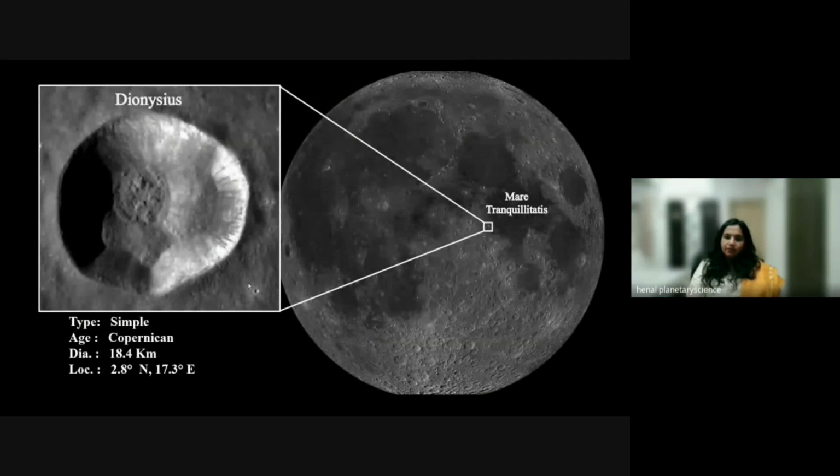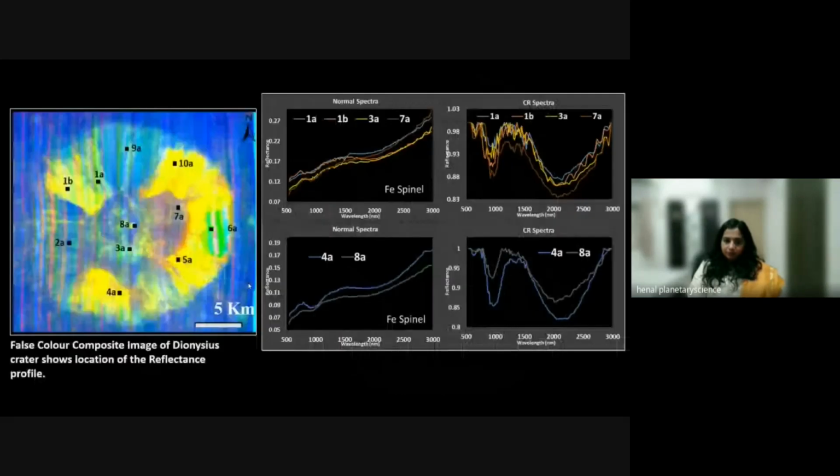This is another interesting crater that I mapped. Why is it interesting? Because it is lying in a unique location on a highland and mare boundary region, so this crater excavates material from both regions. It is a simple bowl-shaped crater originated in a recent Copernican period and is 18.4 kilometers in diameter.